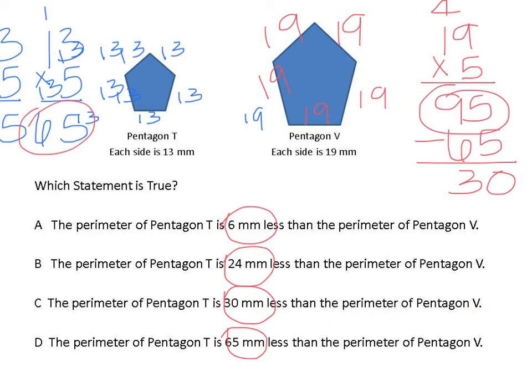Now I'm going to show you another way that you could have done that. You could have looked at the difference between each side. So if this one's 19 and this one's 13, we could have subtracted 19 minus 13, and we would have found a difference of 6. Then we know there are 5 sides on each of the pentagons, so I could take the difference of 6 on each side and multiply that by the 5 sides to find the difference of 30. So there were 2 ways to solve this problem.